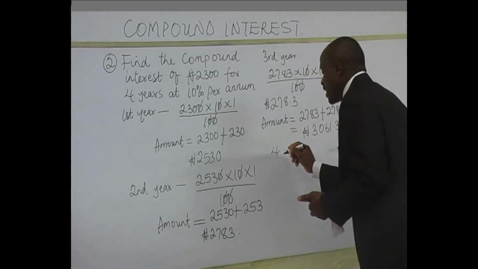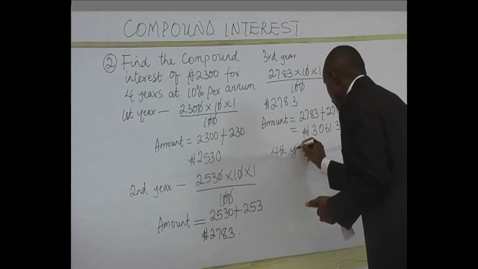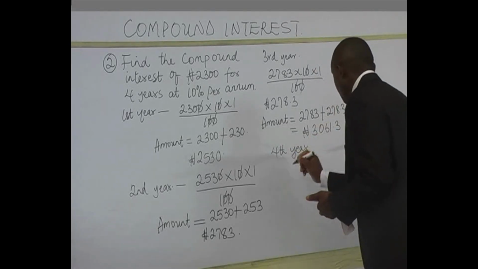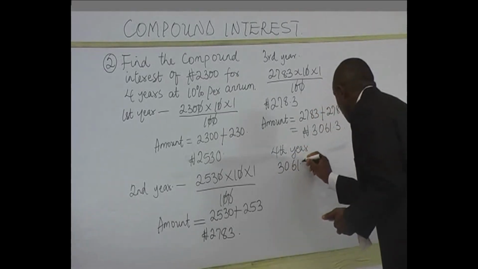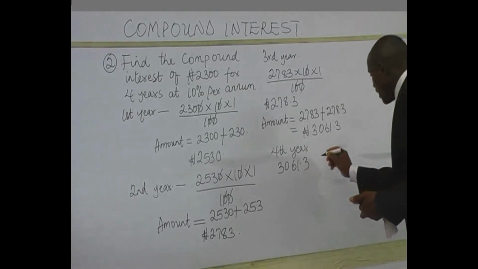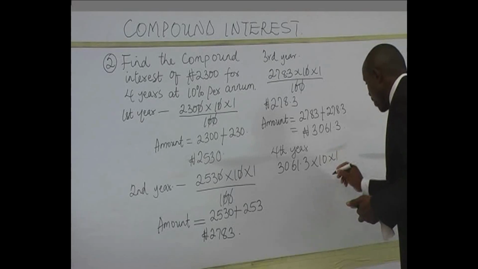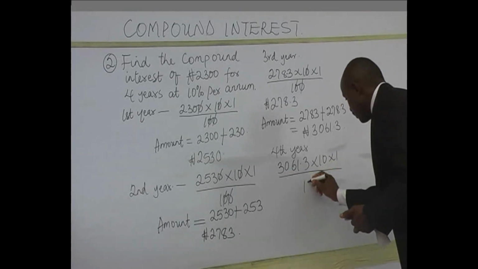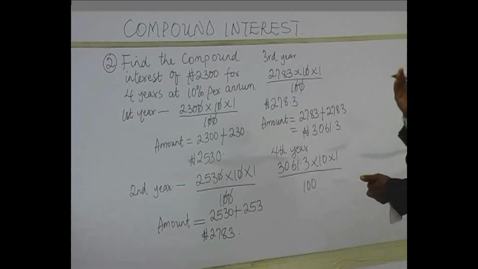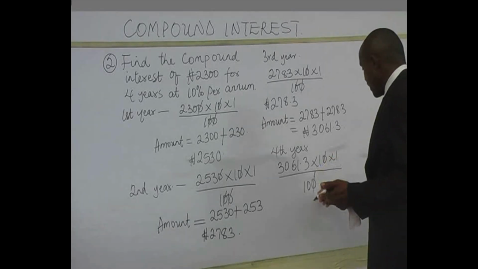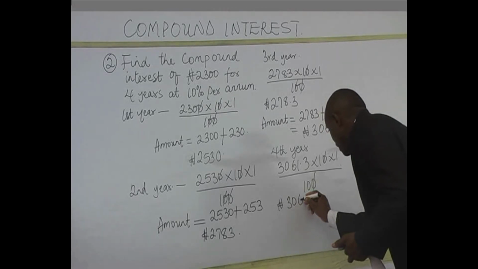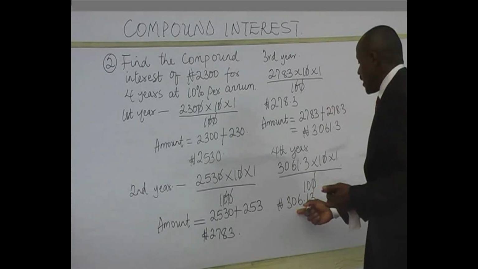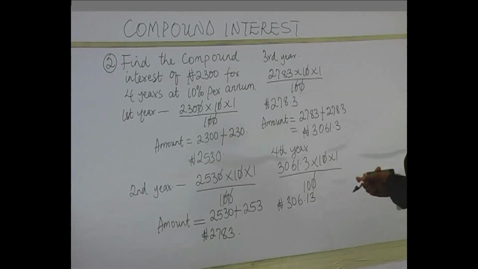Now the fourth year, which is the last year. The principal then is going to be 3,061.3 times 10 times 1 divided by 100. You can cancel this. Shift this decimal towards the left once. So you are going to have 306.13. This is the interest, or the simple interest, for the fourth year.